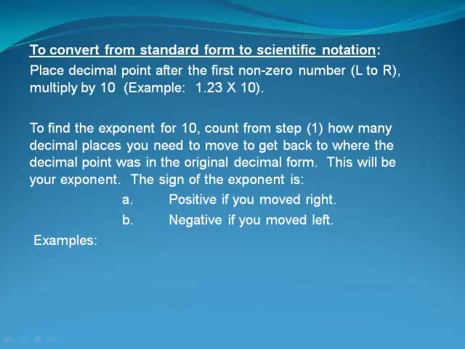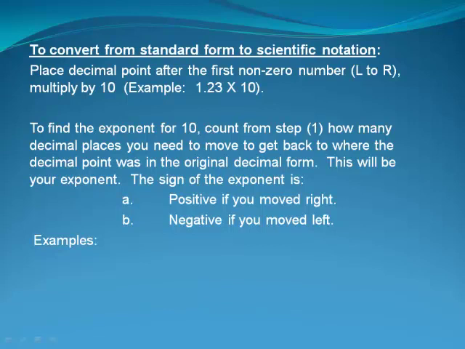So to convert from standard form, which is what you're used to seeing, to scientific notation, here are the steps that we're going to do. You're going to place the decimal point after the first non-zero number as you look at the number left to right, and you're going to multiply by some power of 10.